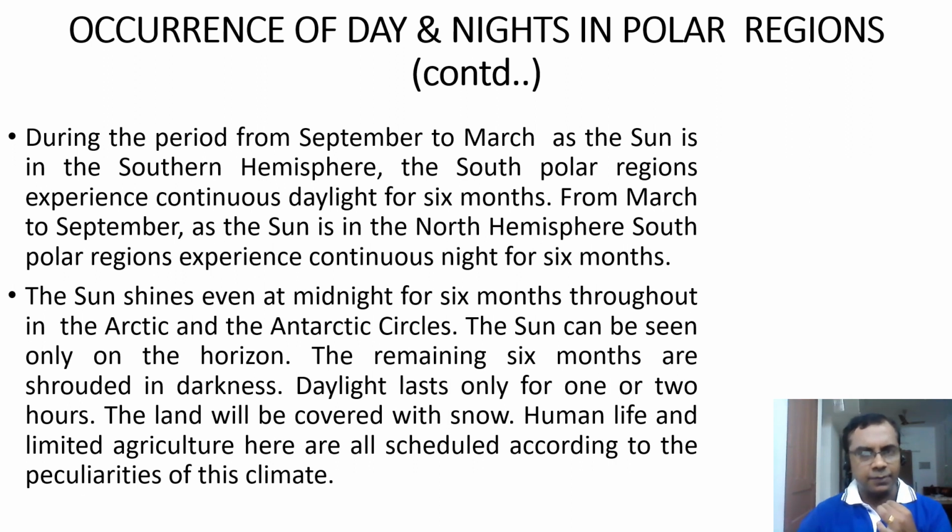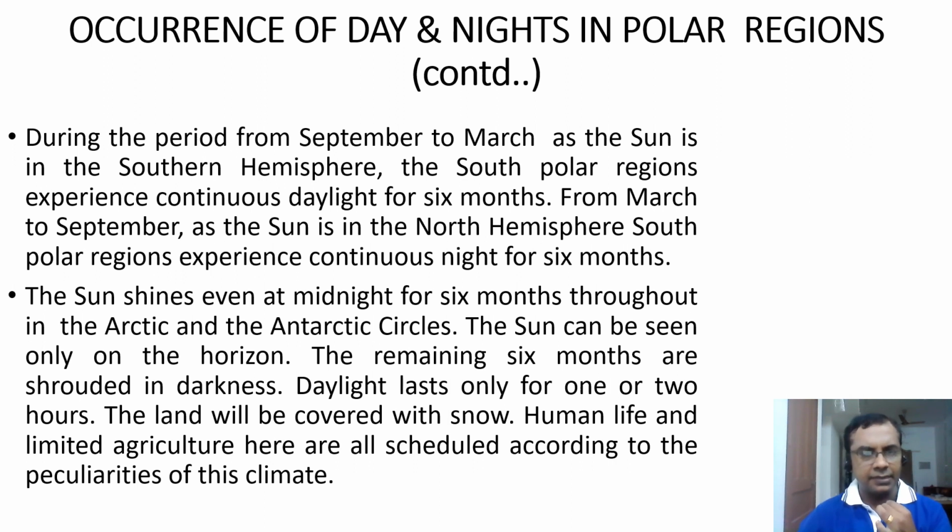During the period from September to March, as the sun is in the southern hemisphere, the South polar regions experience continuous daylight for 6 months. But from March to September, as the sun is in the northern hemisphere, South polar regions experience continuous night for 6 months. The sun shines even at midnight for 6 months throughout in the Arctic and Antarctic circles.